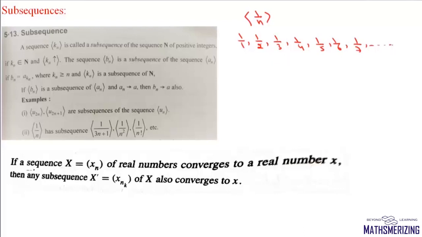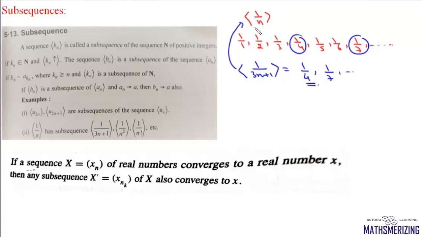Now if we consider another sequence which is 1 upon 3n plus 1. Now this sequence will contain the terms 1 by 4, 1 by 7. All the terms in the second sequence, they are already present in this sequence which is 1 by n. Then we can say this second sequence, it is a subsequence of this given sequence.